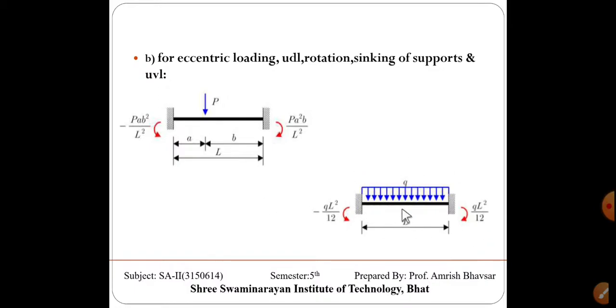Now, if there is a UDL, meaning a fixed beam having span L with the UDL over the entire span, the left side moment is anti-clockwise and the right side moment is clockwise. The left side moment is minus WL square upon 12, that we know. Here I have taken q as the loading, so it is qL square upon 12, and on the right-hand side qL square upon 12, but it is plus. So these three conditions are frequently used by us in all our examples.